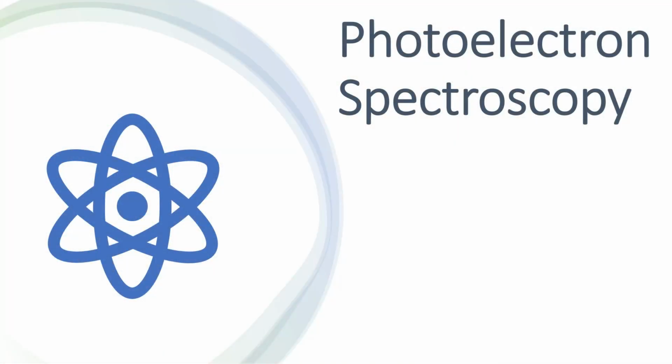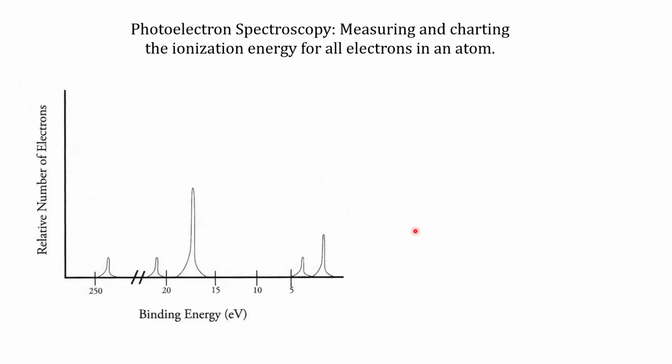The best place to start when talking about photoelectron spectroscopy is, of course, the definition of photoelectron spectroscopy. So, in photoelectron spectroscopy, we are measuring and charting the ionization energy for all electrons in an atom. Remember, ionization energy is the energy to remove an electron from an atom. Now here is an example of a photoelectron spectrum. We will talk about this in detail.